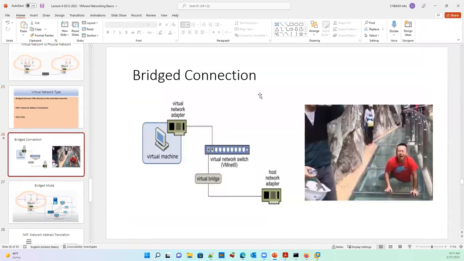So this is a bridged network. This guy is trying to cross a glass bridge. Sometimes this is a safe bridge, right? Even though it's safe, he's scared. Maybe I would be scared if I went there. Maybe some of you are scared, some of you are not.